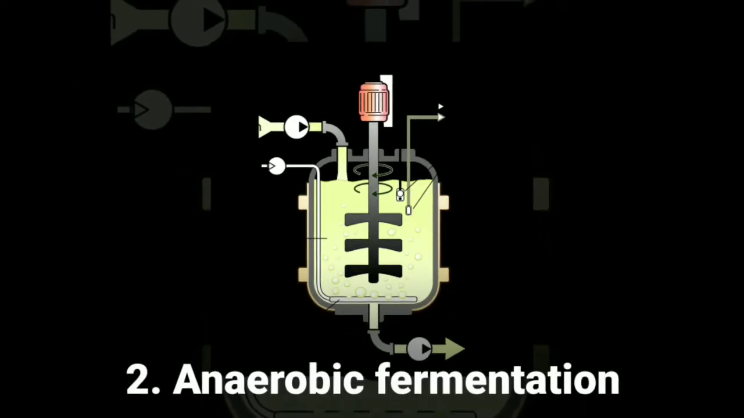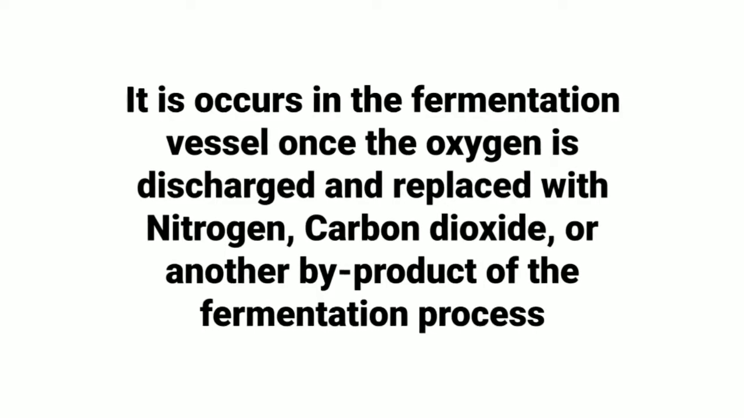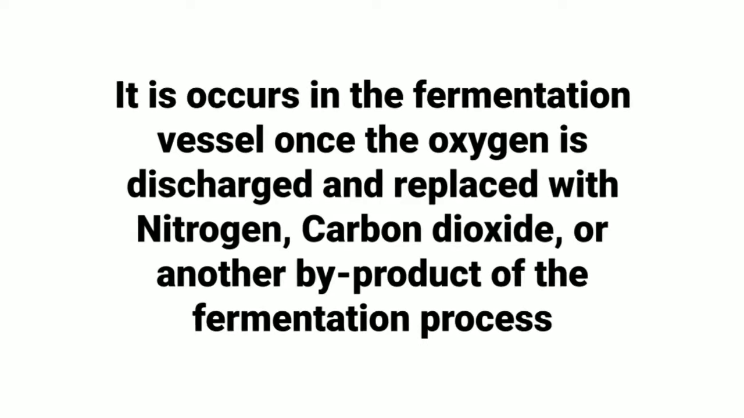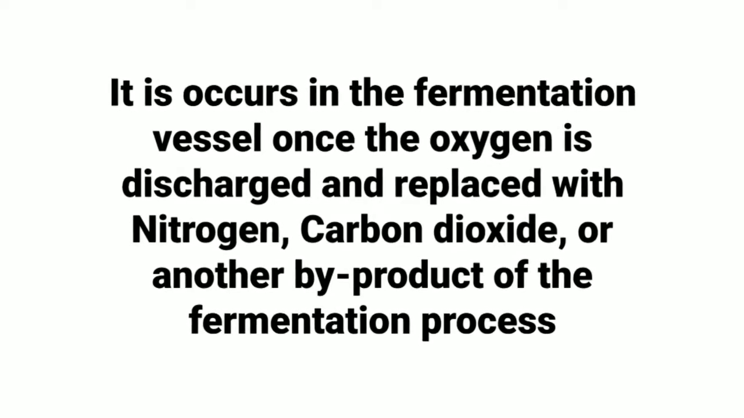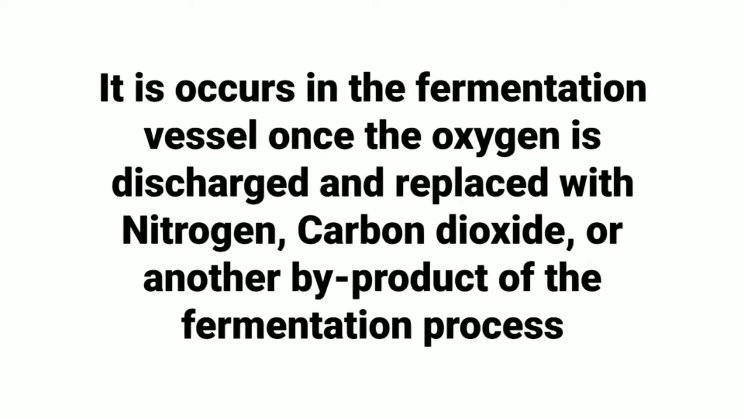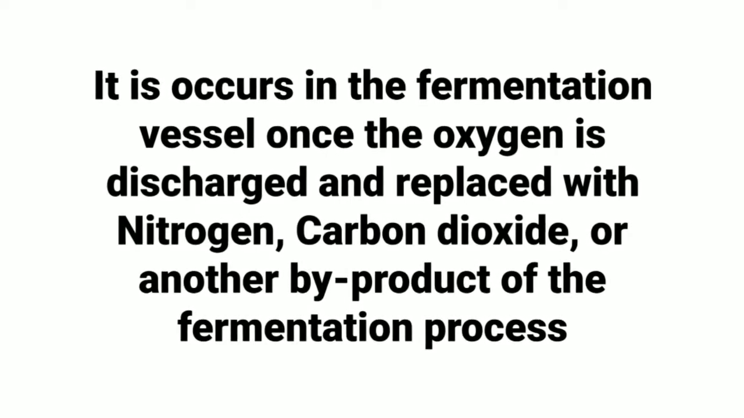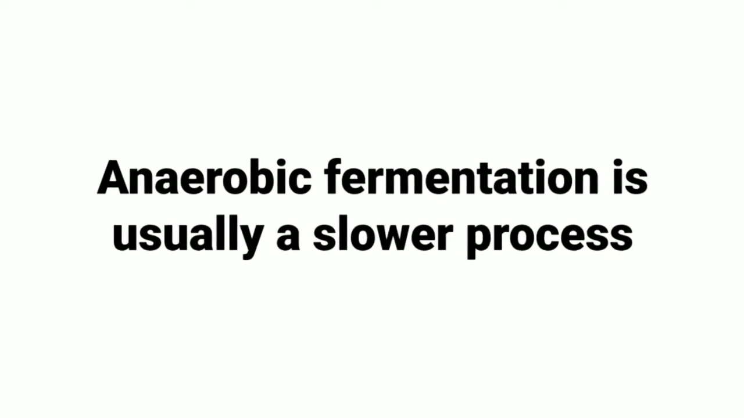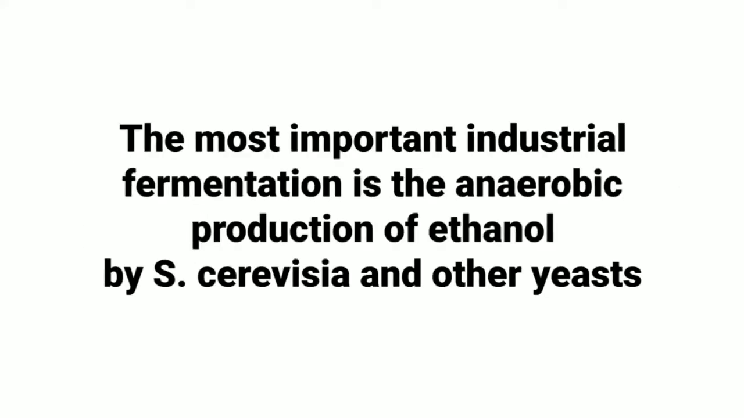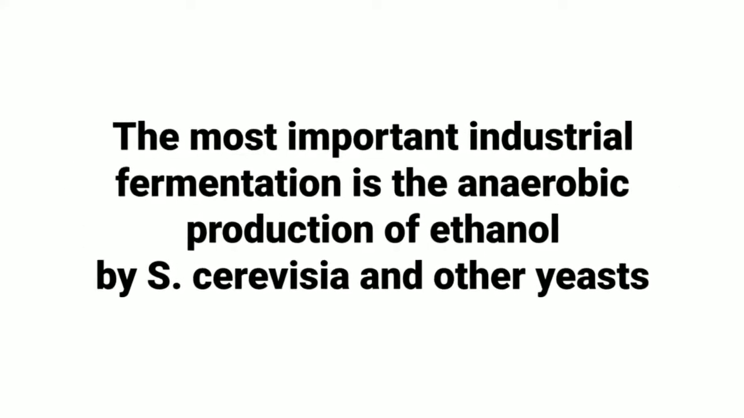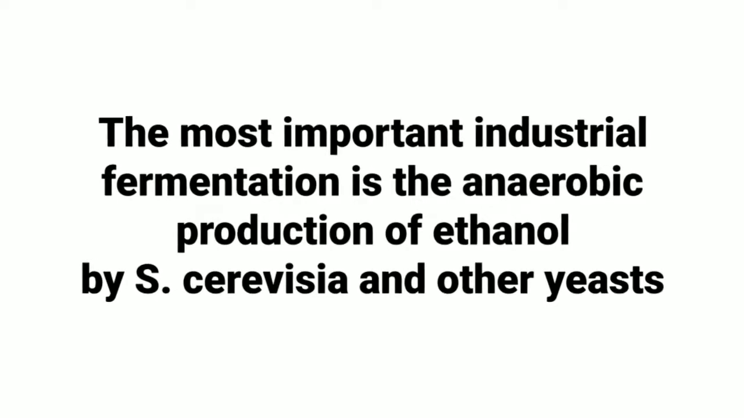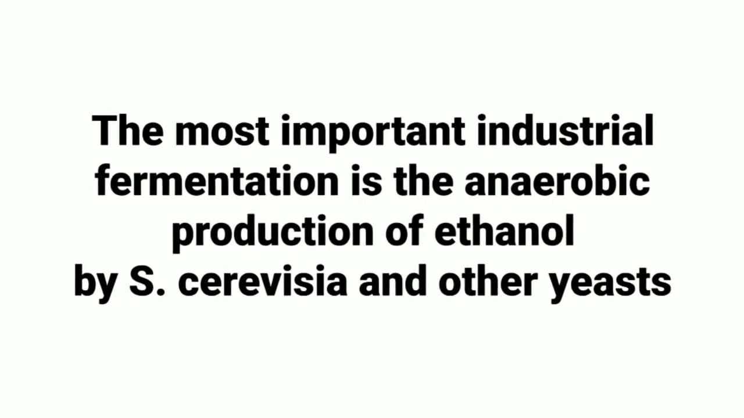Anaerobic fermentation. It occurs in the fermentation vessels once the oxygen is discharged and replaced with nitrogen, carbon dioxide, or another byproduct of the fermentation process. Anaerobic fermentation is usually a slower process. The most important industrial fermentation is the anaerobic production of ethanol by Saccharomyces cerevisiae and other yeasts.